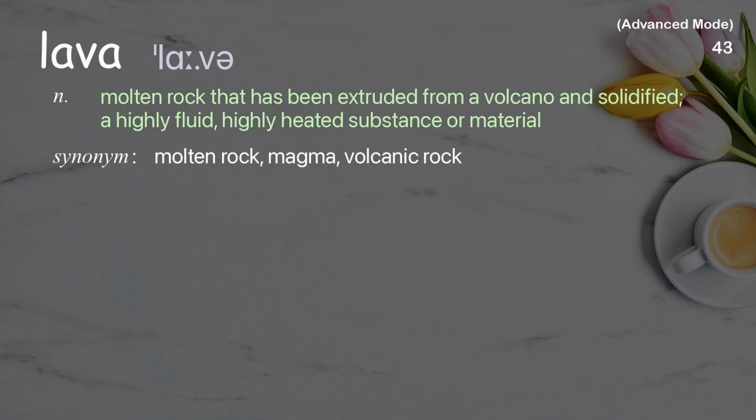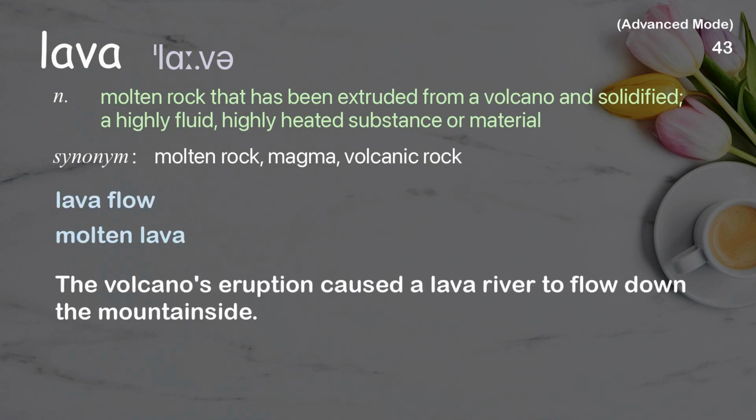Lava. Molten rock that has been extruded from a volcano and solidified, a highly fluid, highly heated substance or material. Examples: Lava flow. Molten lava. The volcano's eruption caused a lava river to flow down the mountainside.